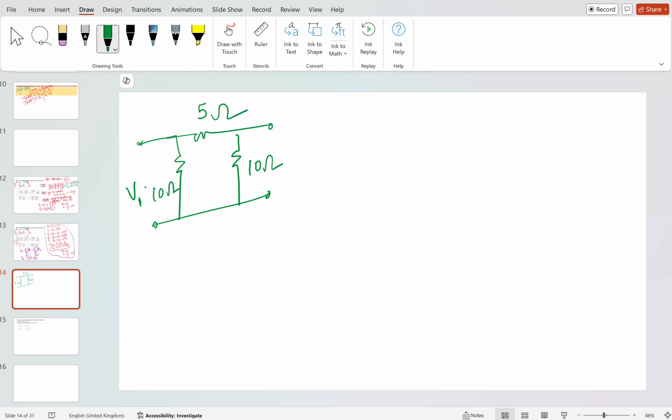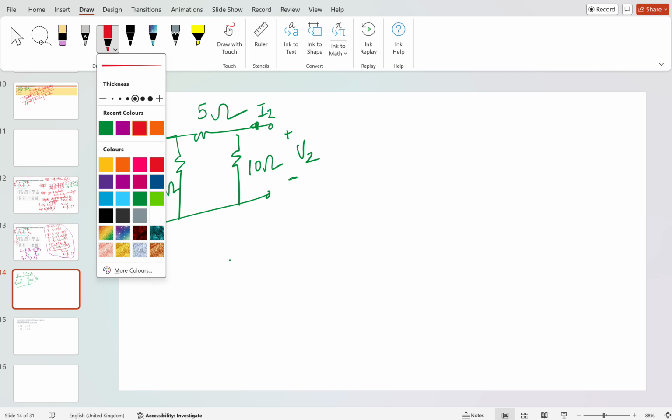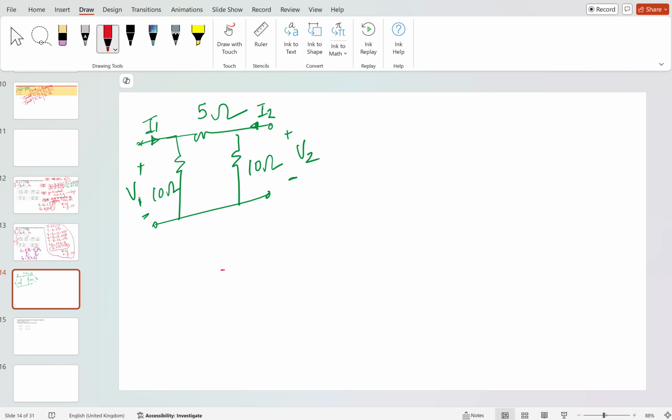What is the two-port network? V1 is the input side and the current I1 will inject into that. And what about V2? V2 is the output side and the current I2 will be coming into the two-port network. So this is the standard two-port network. Now I have to find out the second equation.